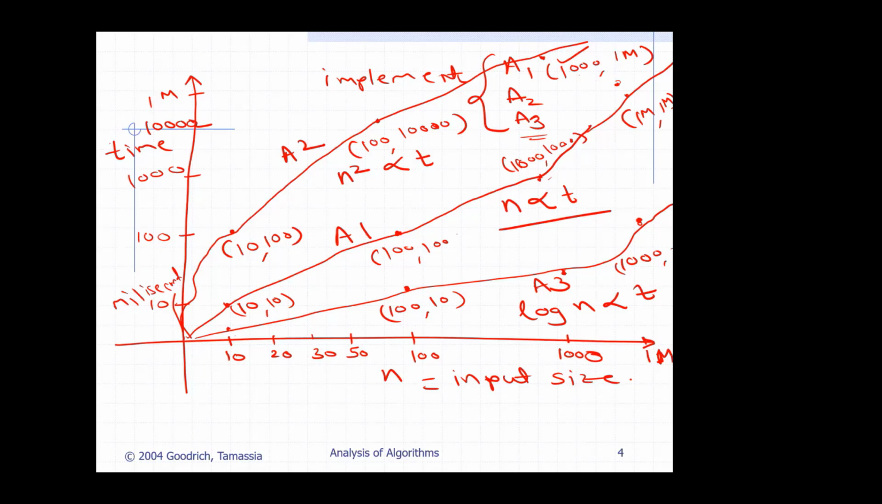So which algorithm is better in this case: A1, A2, or A3? How are we going to decide which algorithm is better? If I have implemented these three algorithms, checked them on three different input sizes, and plotted them on a graph, then how will we decide which algorithm to use?